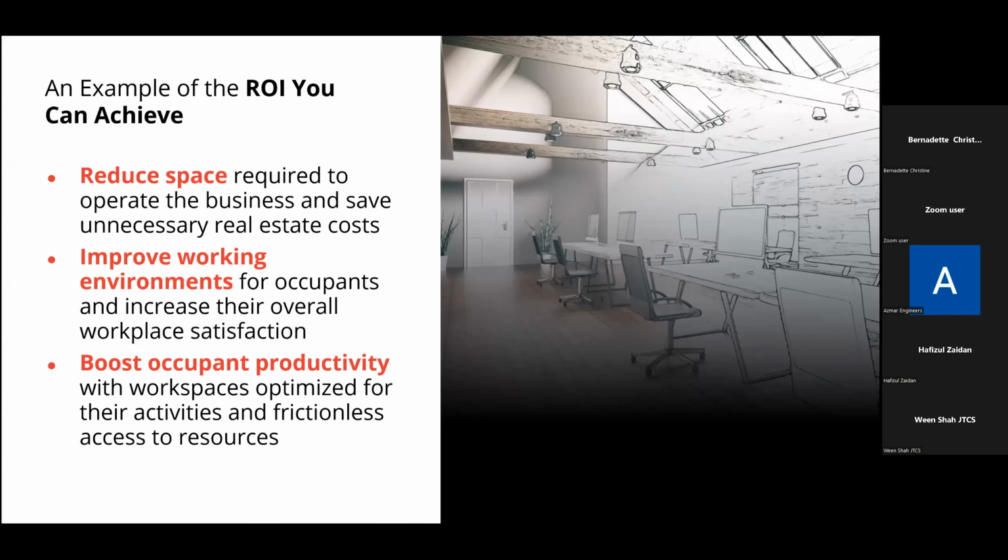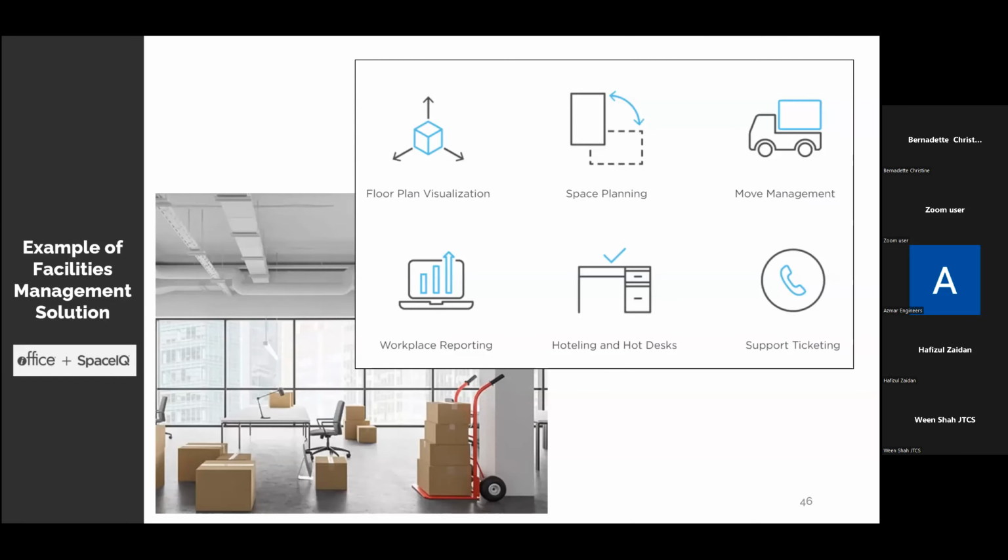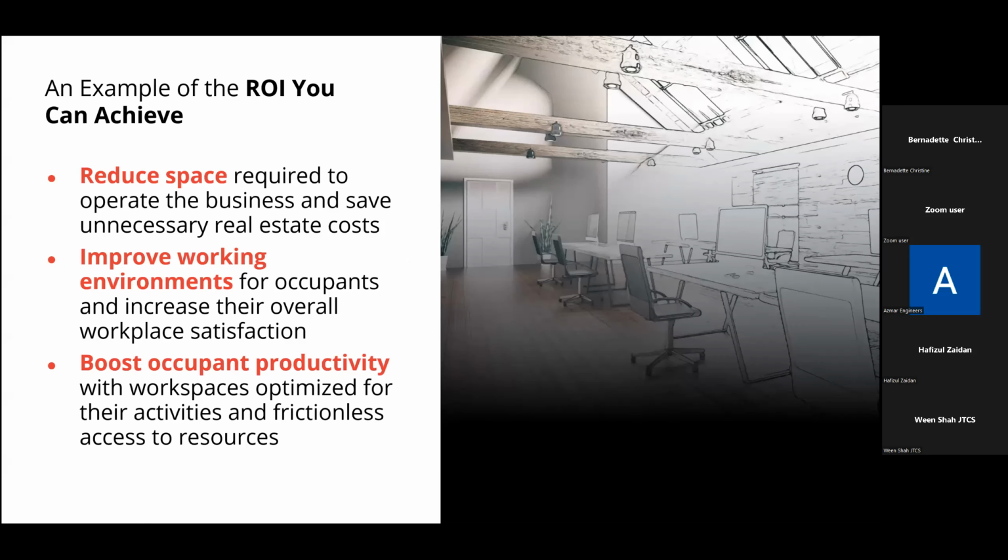Referring to this Office and Space IQ, for example, by using this kind of facility management solution, you can optimize your space. You can use it to improve the working environment, maybe the airflow or something. And if it's a commercial building, maybe you can improve or boost the occupancy of the building, optimize it.